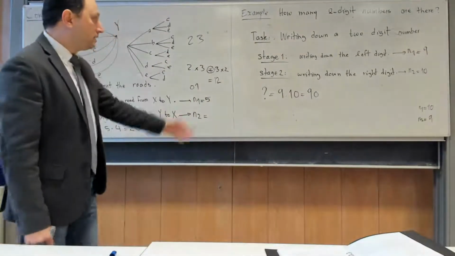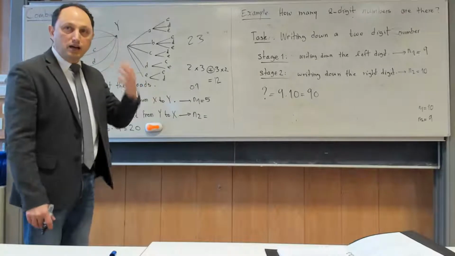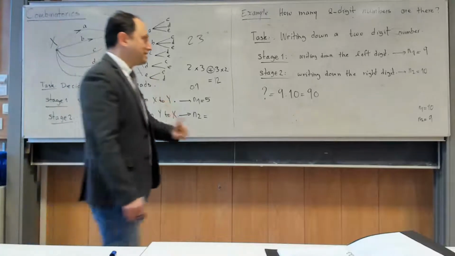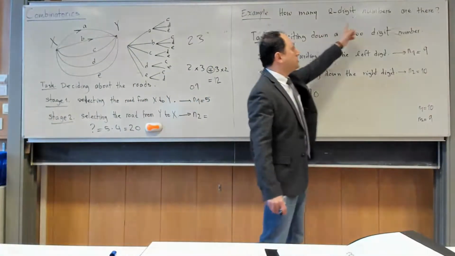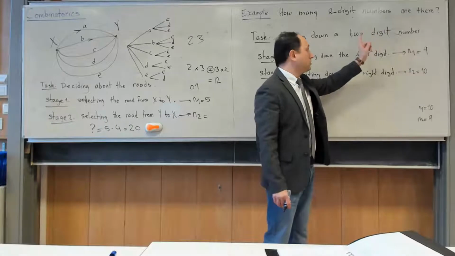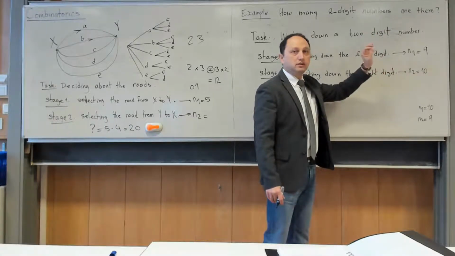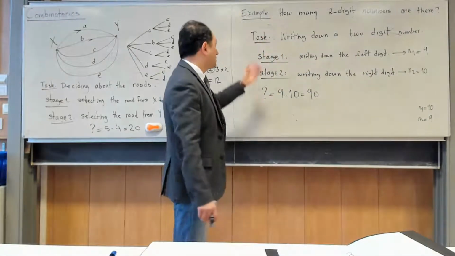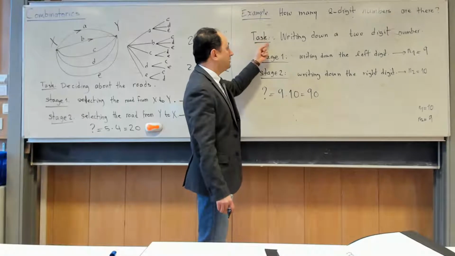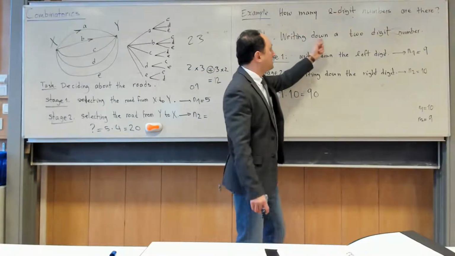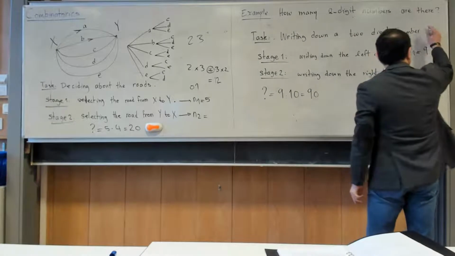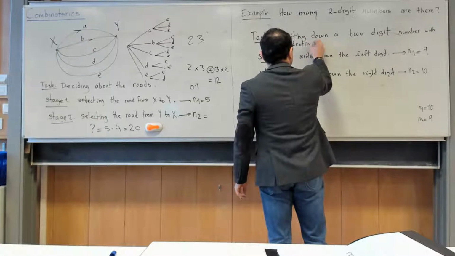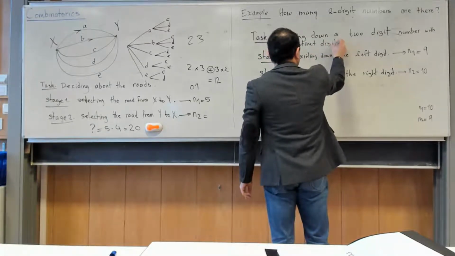I will talk about that. But let us talk about the product rule. Can I answer this question only using the product rule? So the question is the same. I want to write down a 2-digit number, but I want to make sure that the digits are not the same. And I want to use the product rule if possible. So think about it in this way again. What is your task? Task is again writing down a 2-digit number with distinct digits. Okay?